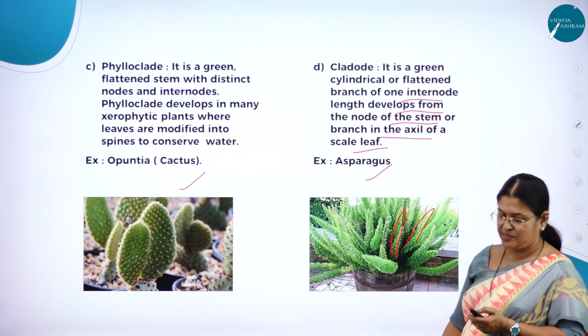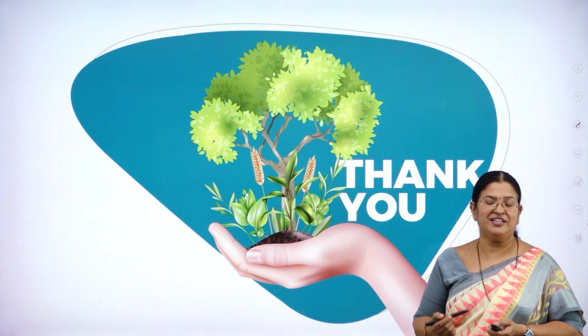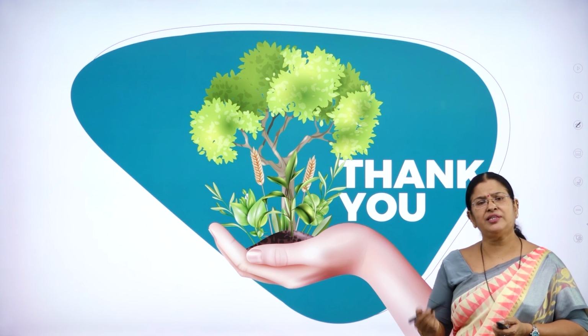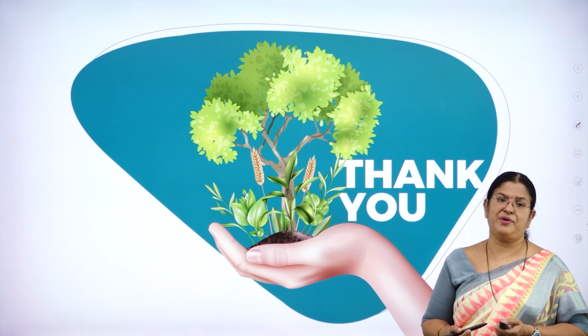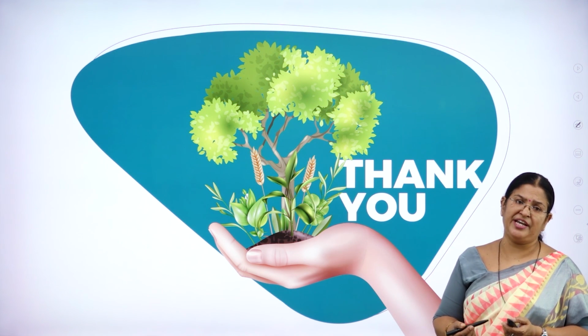Example is asparagus. Hope you have understood the stem modifications in today's session. It is a very, very important concept from the examination point of view. All the things we are studying in this particular chapter called morphology of flowering plants are quite interesting, and all the concepts we study in this chapter we come across in our everyday life. Most of the examples we are studying, we come across in our everyday life.